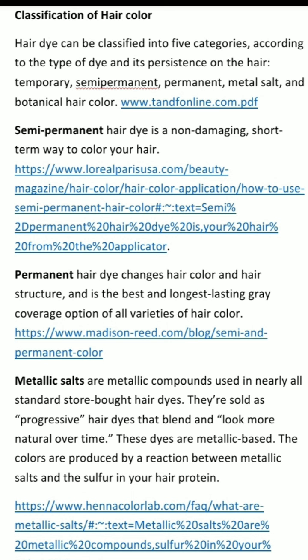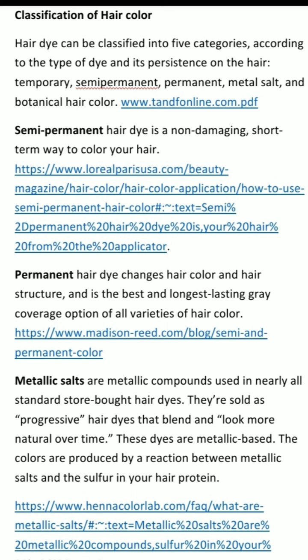So, last but not the least, the classification of hair colors. Hair dye can be classified into 5 categories according to the type of dye and its persistence on the hair. Those are temporary, semi-permanent, permanent, metal salt, and botanical hair color. And I put the link below.